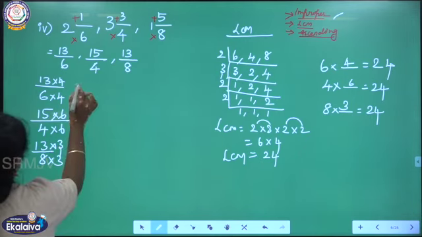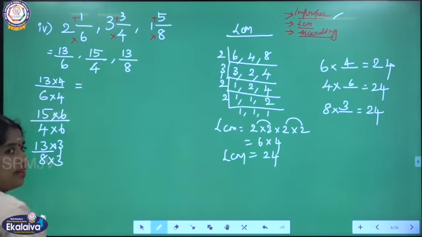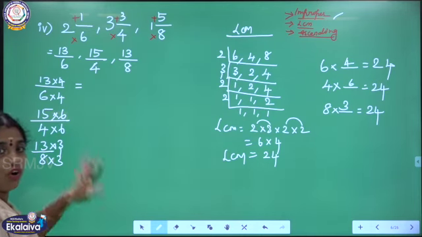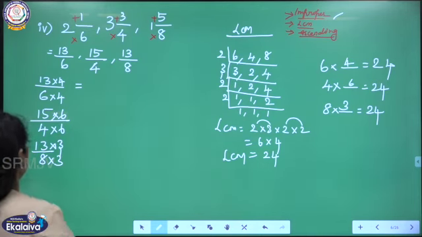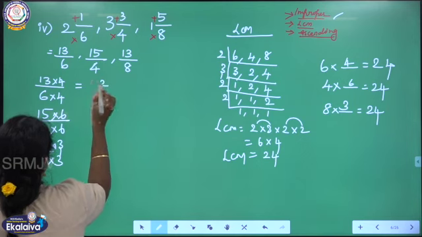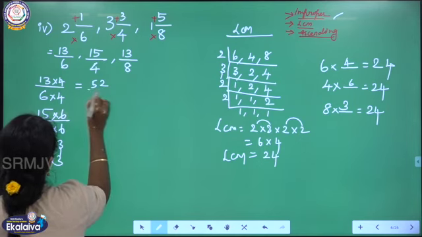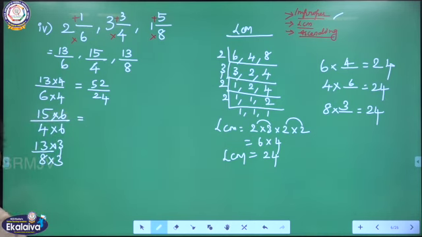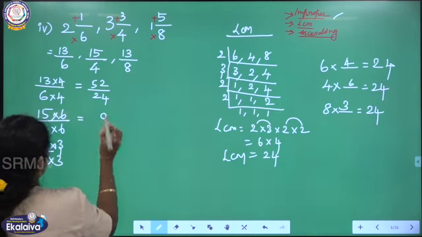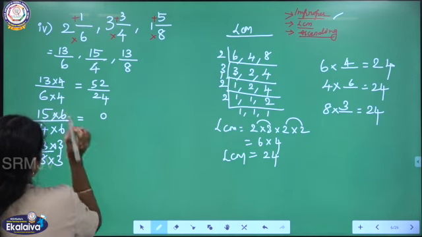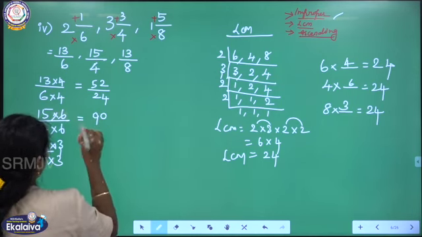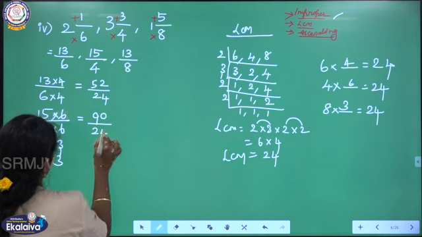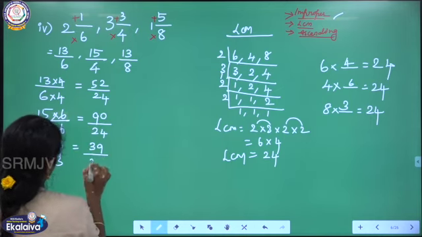Now listen, you can multiply the numerator as well as the denominator. The common denominator I can get is 24. 4 3s are 12, balance 1. So 52 by 24. When I multiply this, 6 5s are 30, so 0, 3 carry over, 6 1s are 6, 6 plus 3 is 9. So 90 by 24. Listen, 13 3s are 39 by 24.